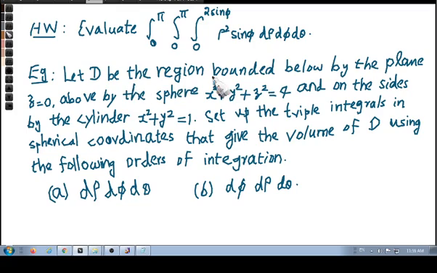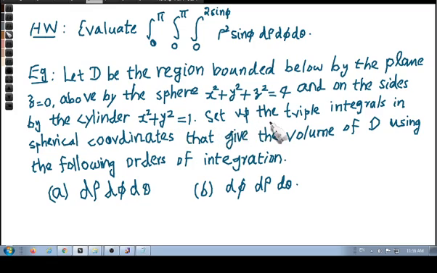So let D be the region bounded below by the plane z equal to 0. Z equal to 0 means the xy plane, above by the sphere x square plus y square plus z square equal to 4. So you have a sphere centered at the origin and radius equal to 2, and on the sides by the cylinder x square plus y square is equal to 1. So this cylinder has axis as the z axis, and radius is equal to 1.